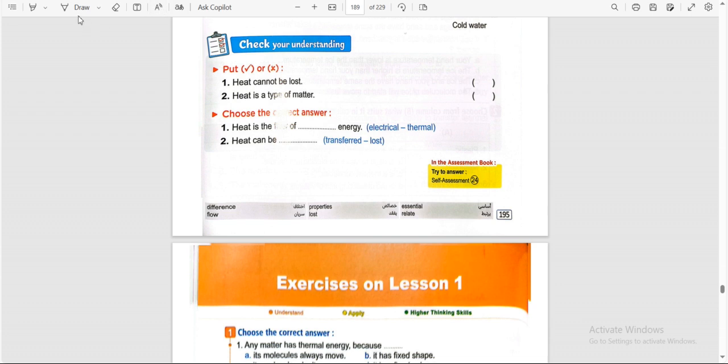So let's try answering these questions. Heat can't be lost. That's true. It only transfers from one place to another. Heat is a type of matter. No, it's a type of energy transfer. Heat is what kind of energy? Electrical or thermal? Heat is the flow of thermal energy. Heat can be transferred or lost. It can't be lost, so it has to be transferred. Good.